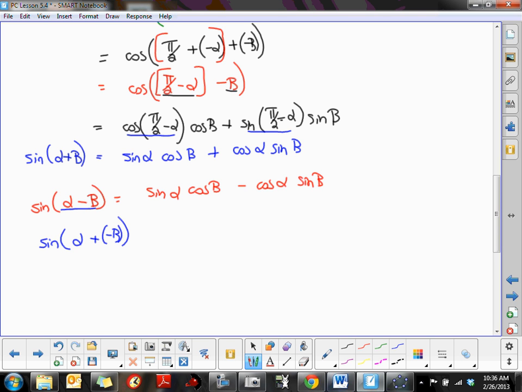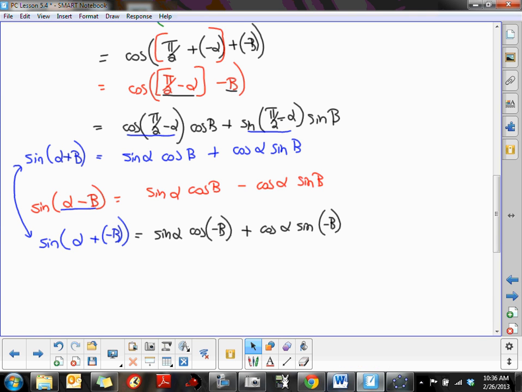So now we can use our connection back to the sine of the sum. And the sine of the sum is, take the sine of the first thing, which is the sine of alpha, times the cosine of the second thing, which is the cosine of a negative beta, then add to it the cosine of the first angle, which is alpha, times the sine of the second angle, which is negative beta.